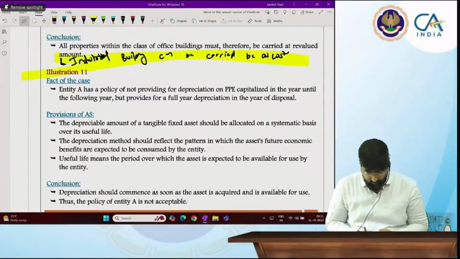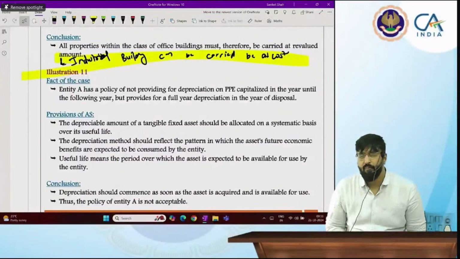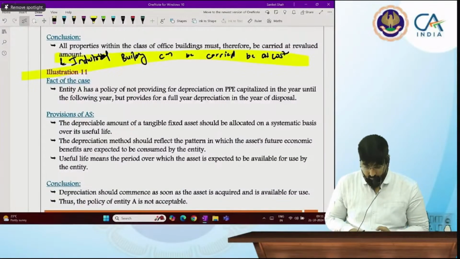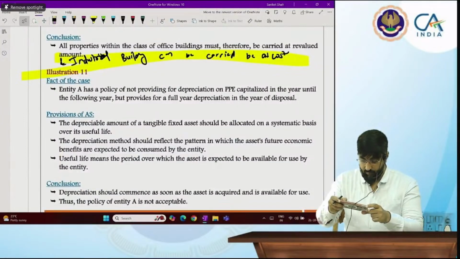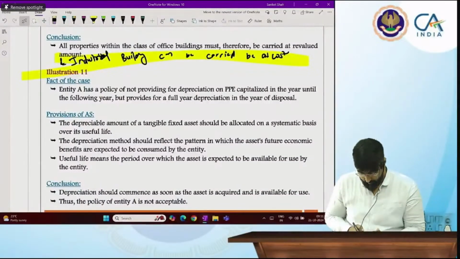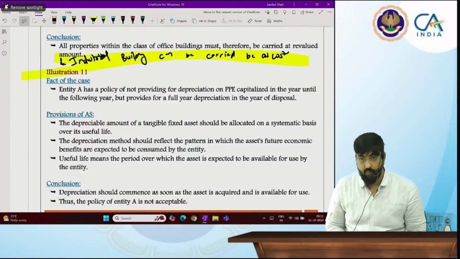Illustration 11, facts of the case. Entity A has the policy of not providing the depreciation on a PPE capitalized in the year until the following year, but to provide for the full year depreciation in the year of the disposal. Provision of AS 10: the depreciable amount of the tangible fixed assets should be allocated on a systematic basis over its useful life. The depreciation method should reflect the pattern in which the asset's future economic benefits are expected to be consumed by the entity. Useful life means the period over which the asset is expected to be available for use by the entity. Conclusion: depreciation should commence as soon as the asset is acquired and is available for use. Thus, the policy of entity A is not acceptable.